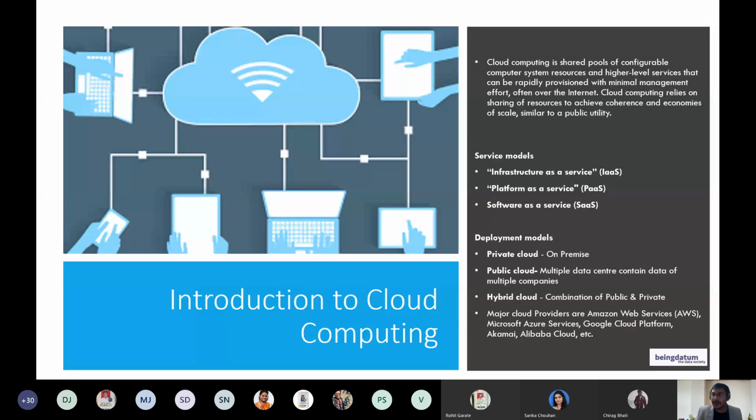For example, you might have heard about OpenStack, Google Compute Engine, or DigitalOcean. These are platforms which allow you to take servers on rent for a particular time, for as long as you want to use them, and as and when you use them, you build your application and utilize that. So these were the three main service models: infrastructure as a service, platform as a service, and software as a service.